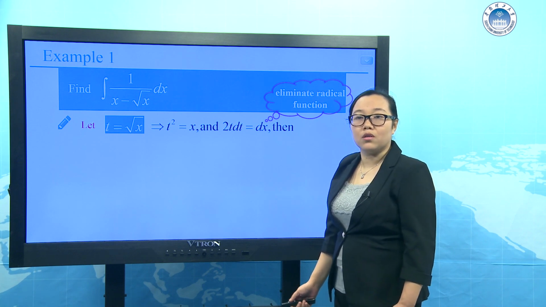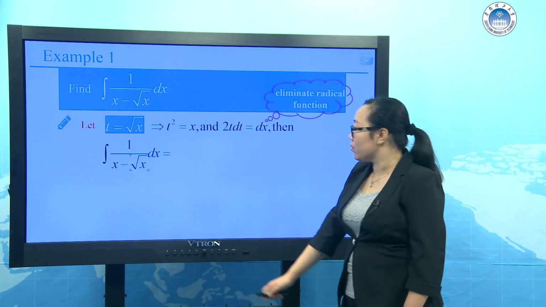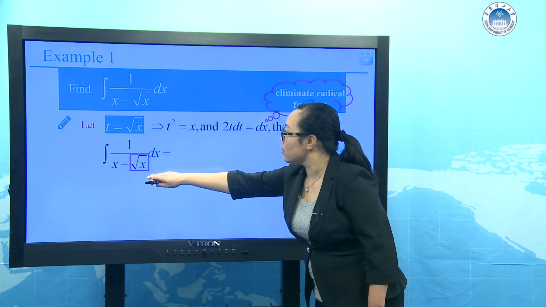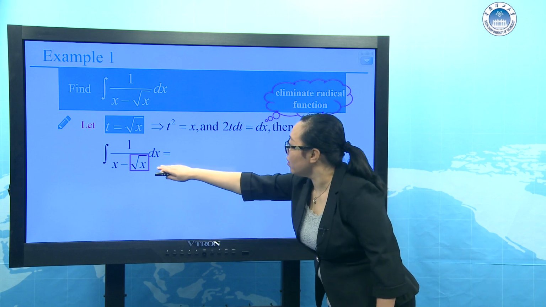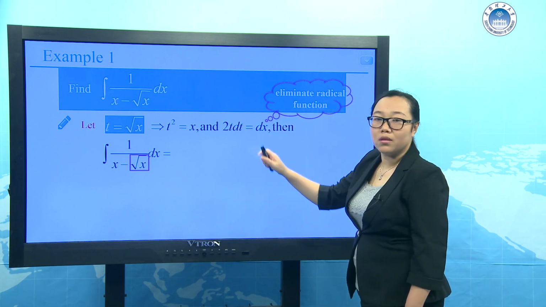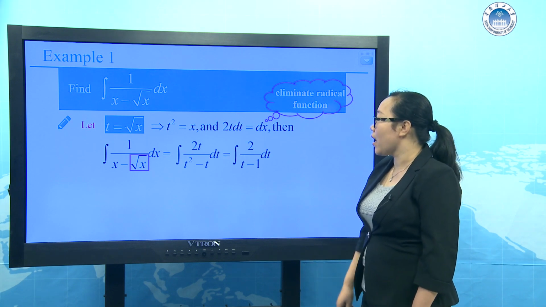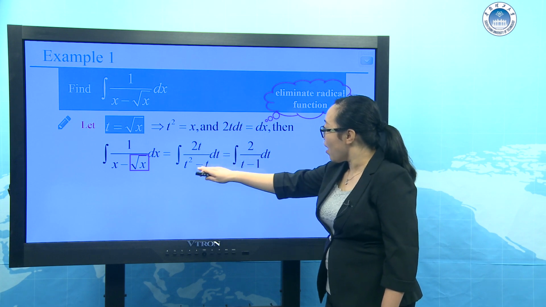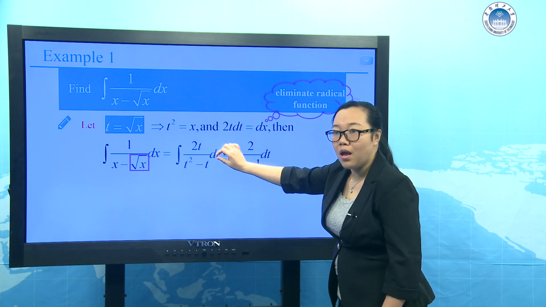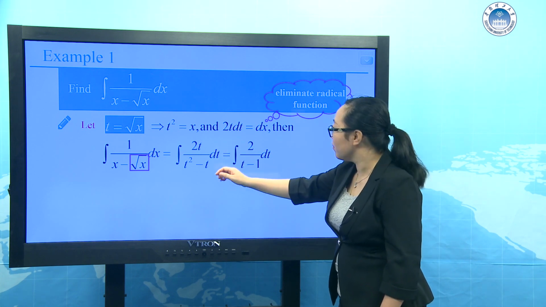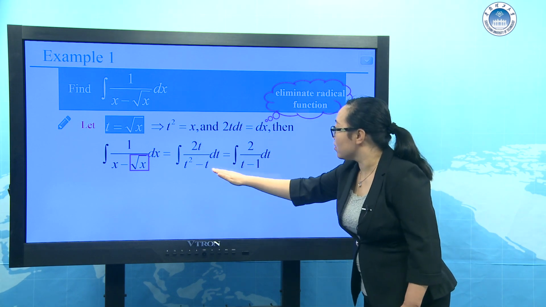Try to eliminate the radical function, so the original indefinite integral equals: the square root of x becomes t, x becomes t squared, and the dx becomes 2t dt. Replace every expression for x. We can get 2t dt over t squared minus t. Look at the two expressions. There is the common factor t. T is deleted, and it becomes 2 over t minus 1.